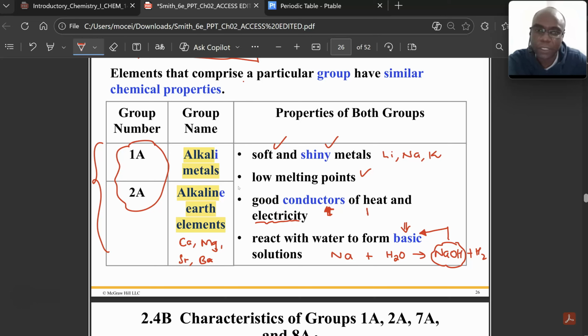Now for alkali earth metals, if we take magnesium and put it in water, leave it there, it's going to give us magnesium hydroxide. We'll discuss later how to find all these equations and balance them. That also is a basic solution.